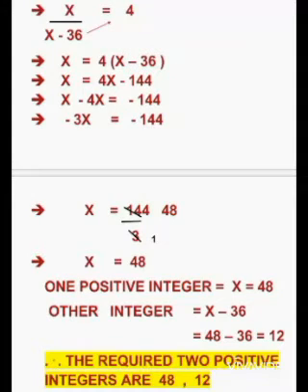Now let us simplify this. First let us simplify 4 into x minus 36. 4 into x is 4x, minus 4 into 36 is 144. So you got here x is equal to 4x minus 144. Now first let us transpose 4x to the left hand side. Then you will get minus 4x. So x minus 4x is how much, children? Minus 3x you will get there, isn't it? Which is equal to minus 144.